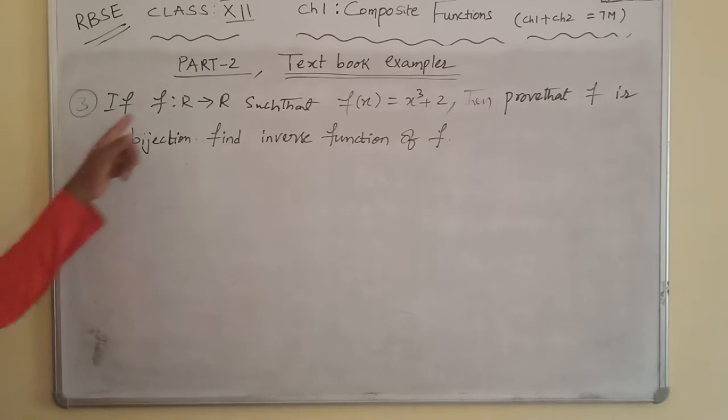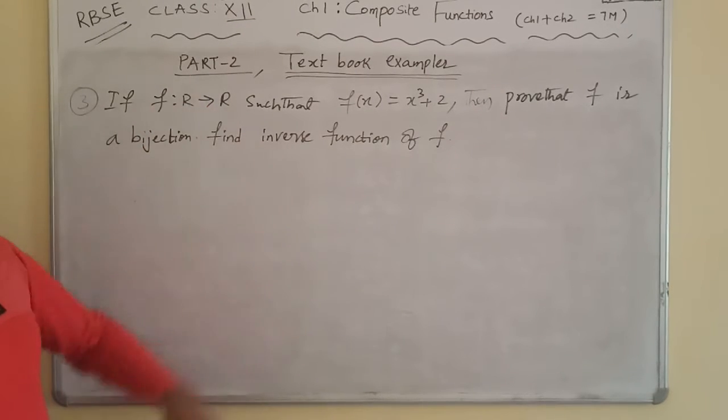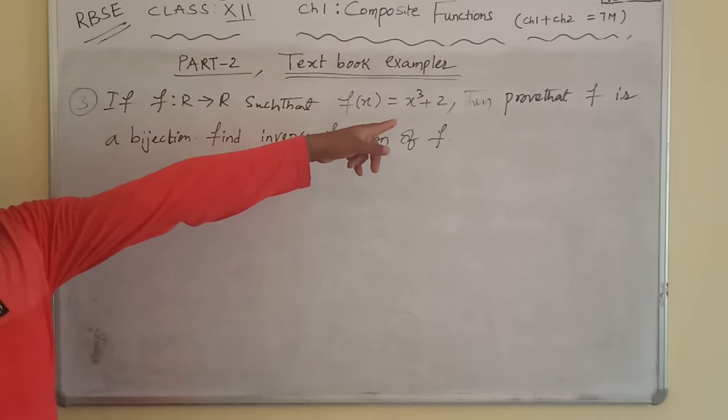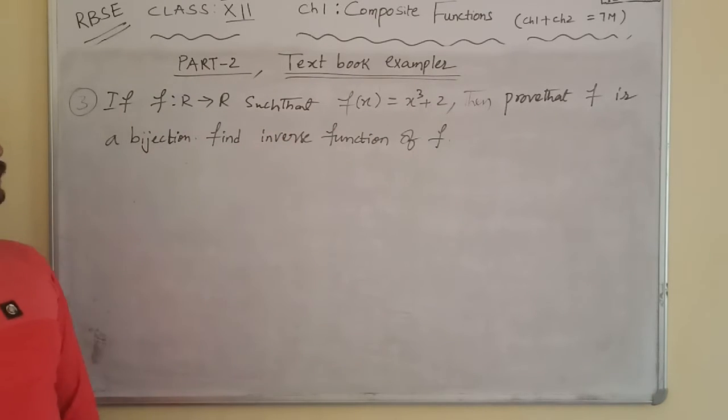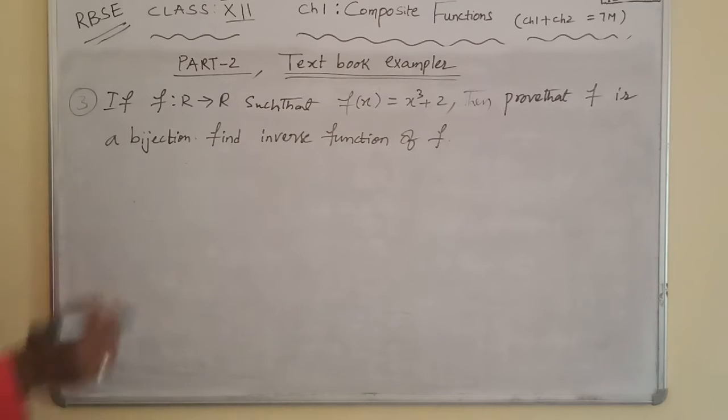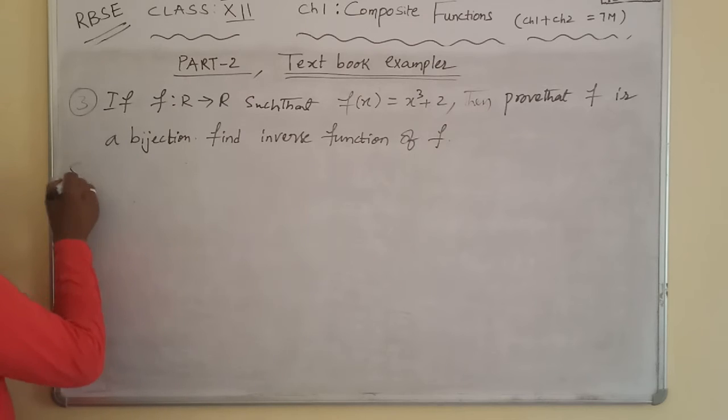Here f maps R to R such that f of x is equal to x cube plus 2. Prove that it is a bijection, and find the inverse function of f. What is a bijection? First we need to prove f is 1 to 1, then we need to prove f is onto.